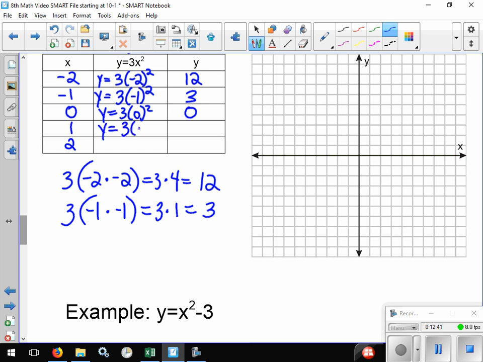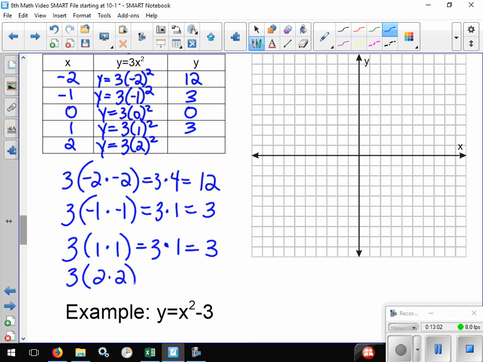And then 3 times 1 squared. So remember, it's 1 times 1. Then you'll multiply by 3. So it's 1 and 3, which gives you 3. And then, oh, I didn't write it here first. Y equals 3 times 2 squared. So then you have 2 times 2, which gives us 4, but then you multiply by 3, and you get 12. See the pattern? 12, 3, 0, 3, 12.